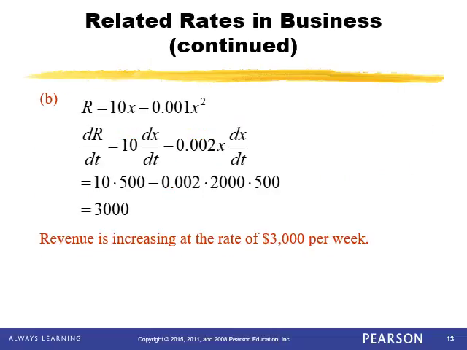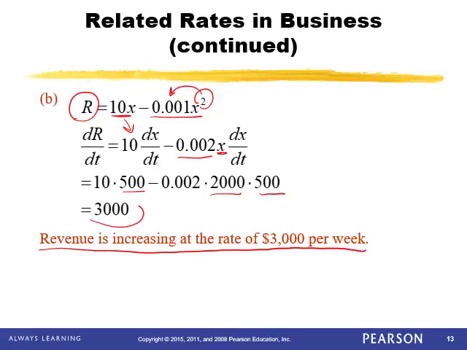Now for revenue, we're going to take the derivative of this right here. Again, these are all power rules. The derivative of 10x is 10 dx/dt. You can see that here. And then remember, that 2 is going to be multiplied down next to 0.001. That gives us 0.002, and then x to the 2 minus 1 is just x, and then dx/dt. We again have all of this information: x is 2,000, dx/dt is 500. And so the revenue will increase at $3,000 per week.